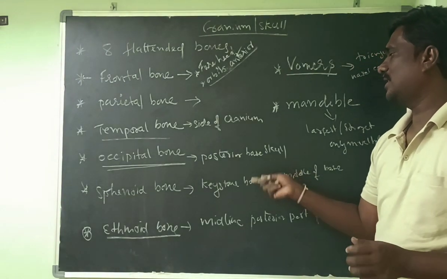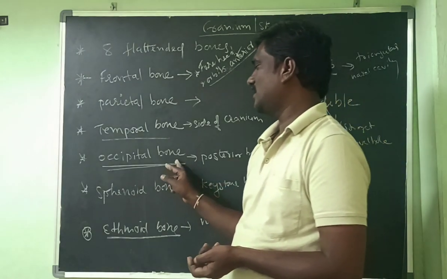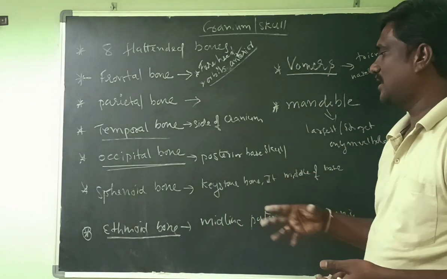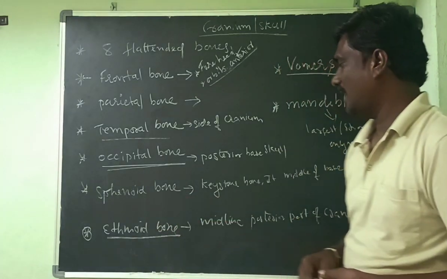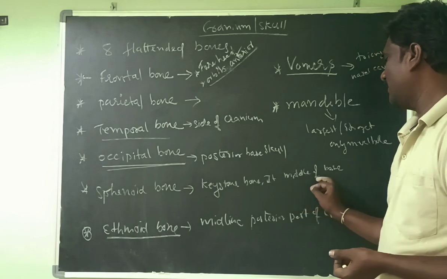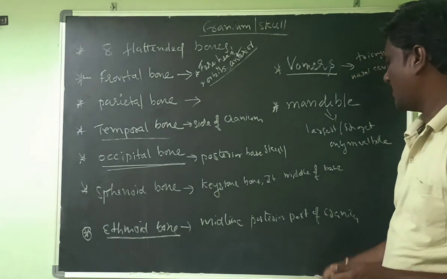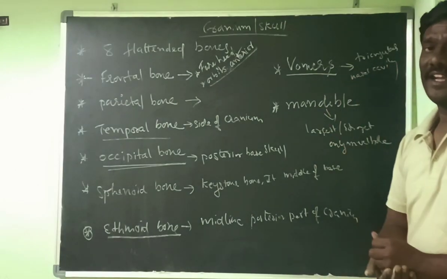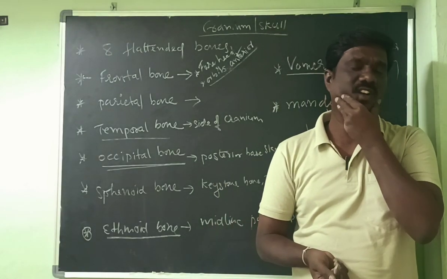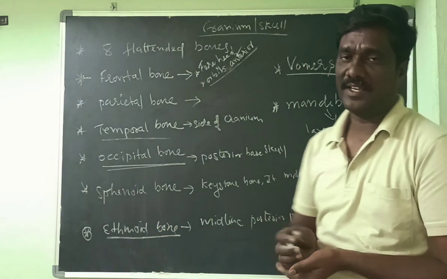The occipital bone is the posterior part of the base of the skull, and the foramen magnum is present in the occipital bone only. The sphenoid bone is the keystone. All the bones articulate with the sphenoid bone, that's why it is called the keystone bone of the skull. It is the mid base of our skull. The ethmoid bone is the midline of the posterior part of the cranium. The vomers are triangular shaped structures, and the mandible is the strongest, largest, movable bone. This is called the jaw, the movable lower jaw. This is the mandible.